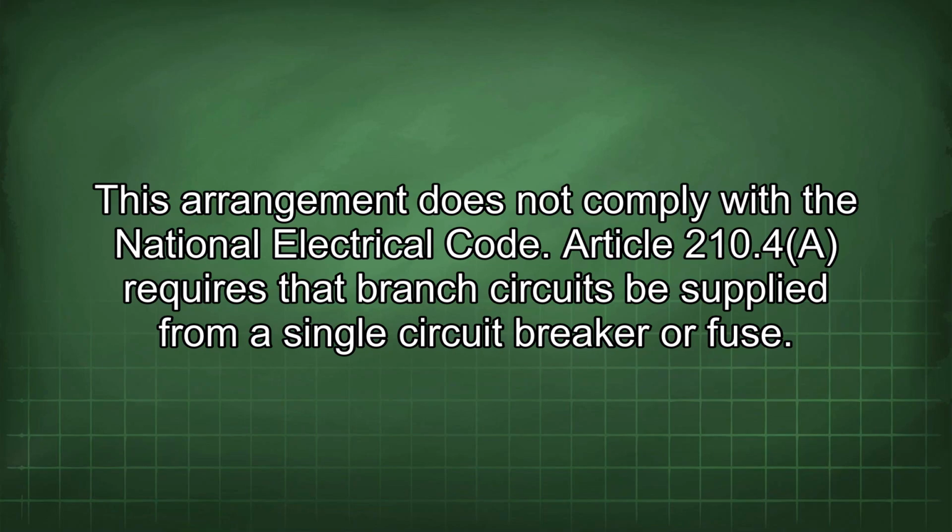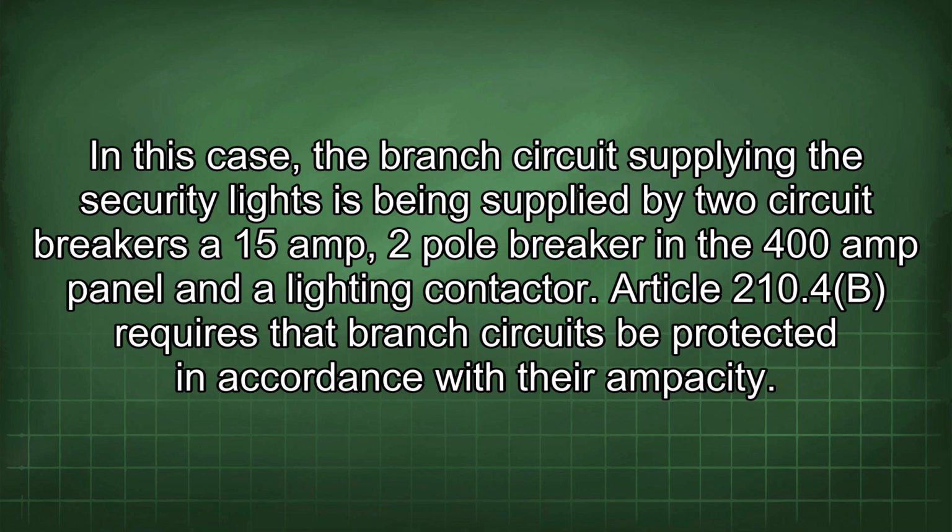This arrangement does not comply with the National Electrical Code. Article 210.4 requires that branch circuits be supplied from a single circuit breaker or fuse. In this case, the branch circuit supplying the security lights is being supplied by two circuit breakers, a 15-amp 2-pole breaker in the 400-amp panel and a lighting contactor.